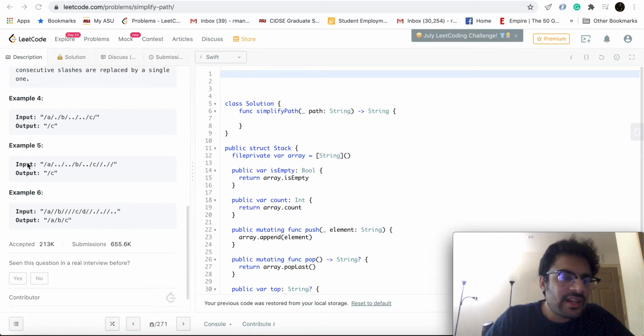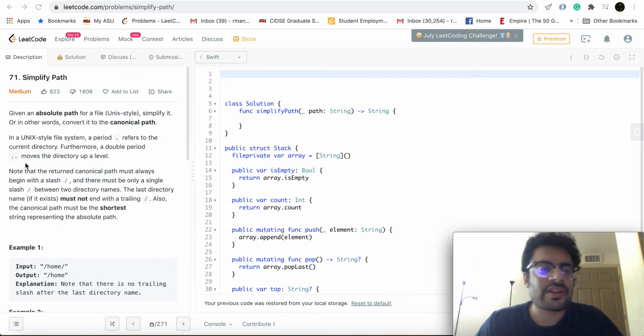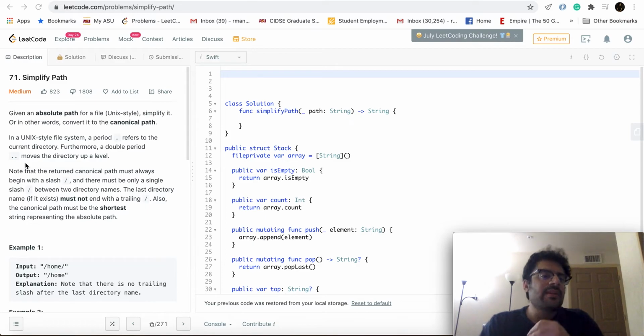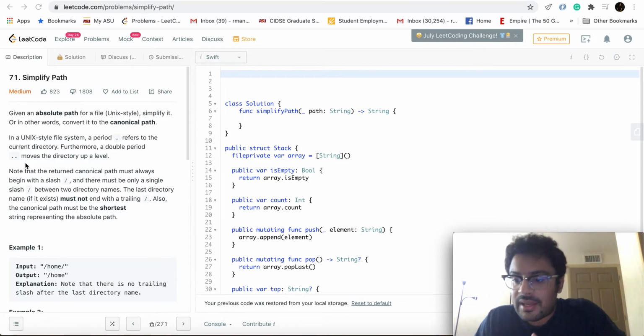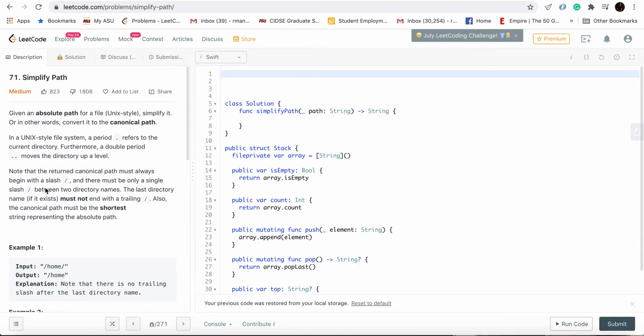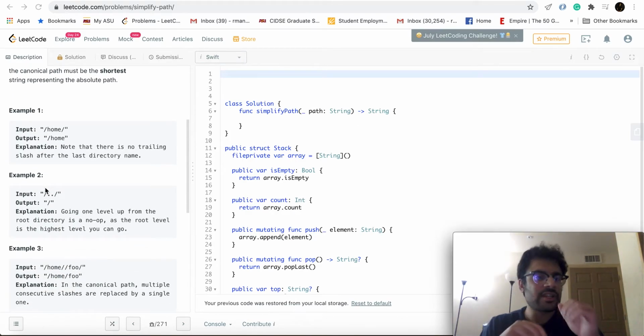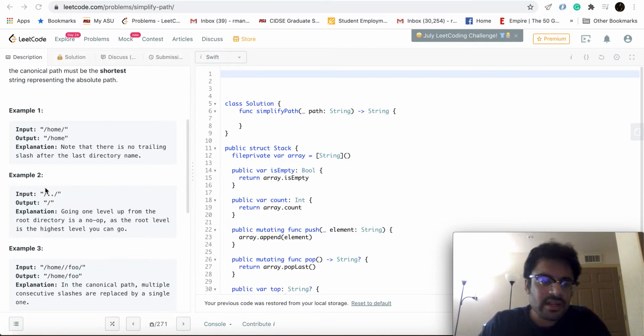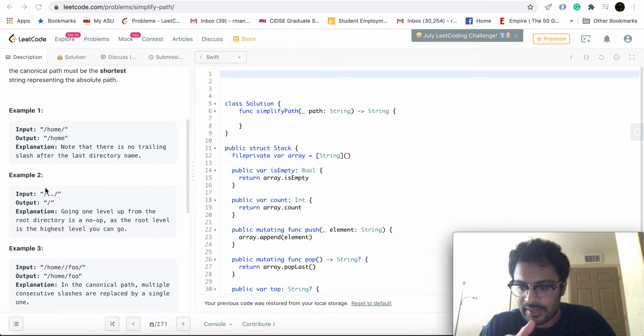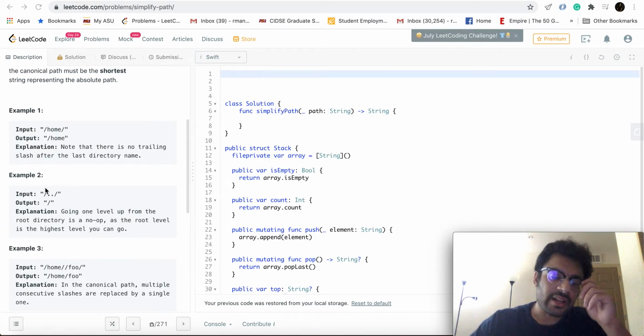Today we're going to be solving LeetCode question 71, Simplify Path. This is a perfect medium level question. It is a stack problem, and what helps with this question is actually going through the examples. If you understand how the examples are working, it's easy to construct a solution from that. So we'll get right to it.